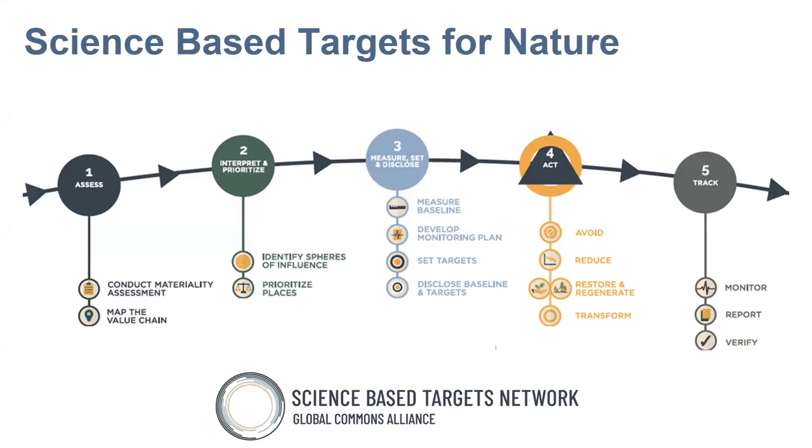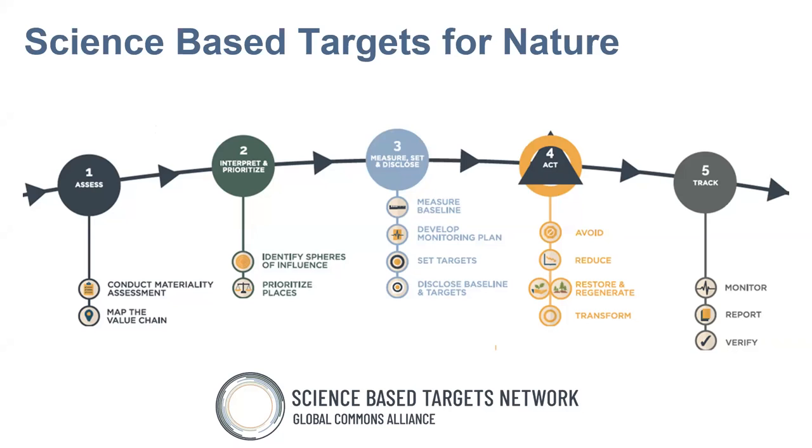So the initial guidance shows 5 steps for a process for setting science-based targets for nature. Firstly, starting in this assess stage to look at what is material and mapping your value chain. Moving to prioritizing those within a company's sphere of influence and sphere of control, to prioritizing places to then take forward for target setting. So step 3 of the initial guidance is where this all takes shape, where you're starting to measure your baseline, develop monitoring plans and start to set these targets.